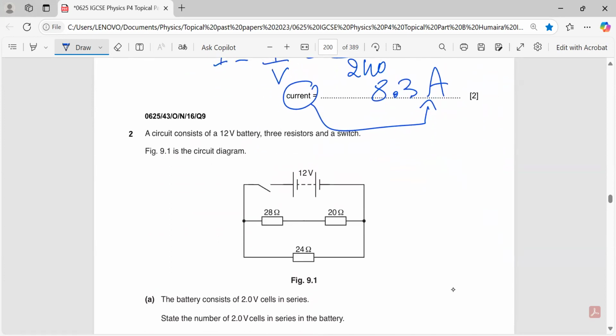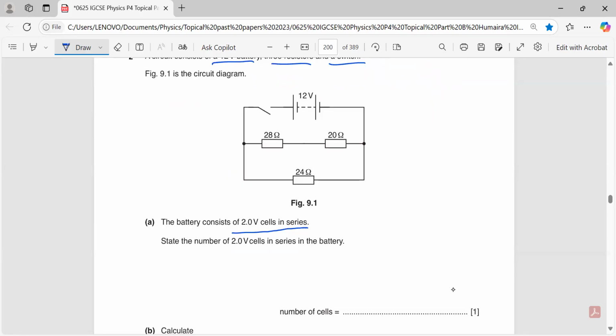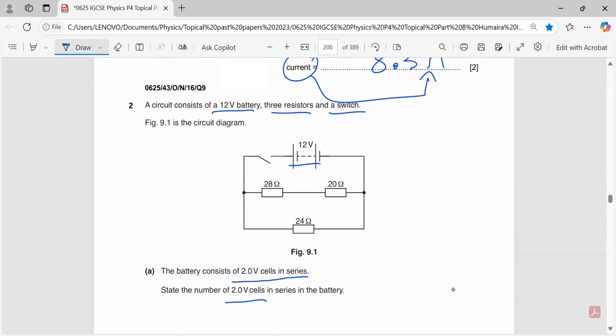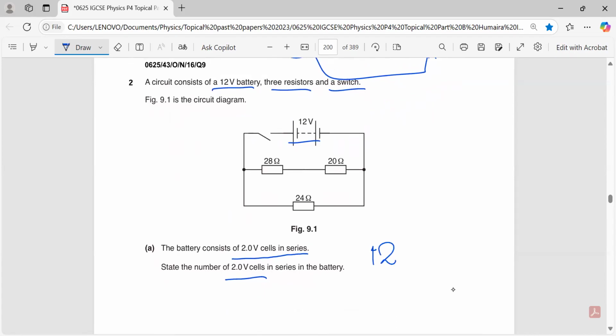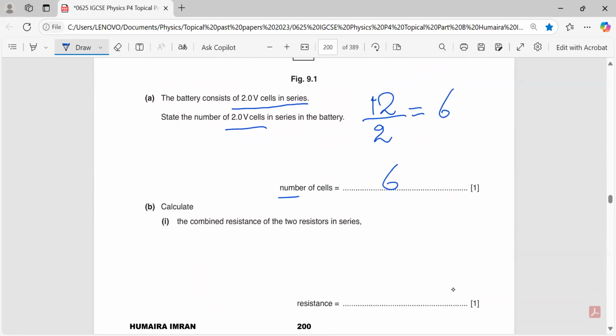A circuit consists of a 12-volt battery, 3 resistors, and a switch. The battery consists of 2-volt cells in series. State the number of 2-volt cells in series in the battery. As you know, the total voltage of the battery or the total EMF is 12 volts. So you can simply divide the total voltage by the voltage of a single cell. You will be able to get the number of cells. Here it's 6. And as you know, a number does not have any unit, so there is no need to write the unit along with it.